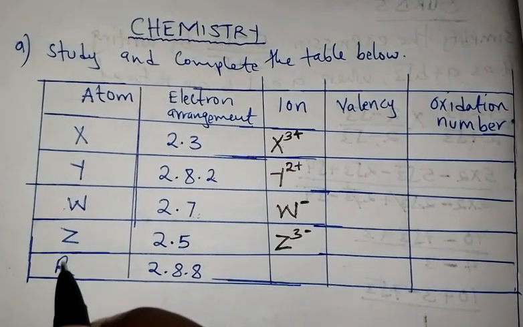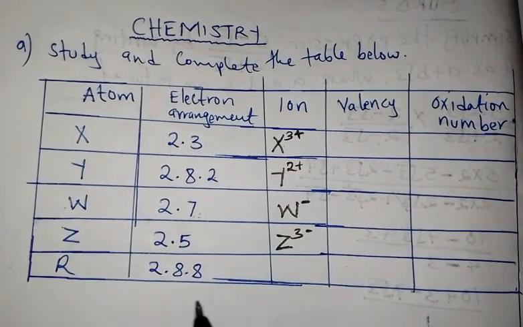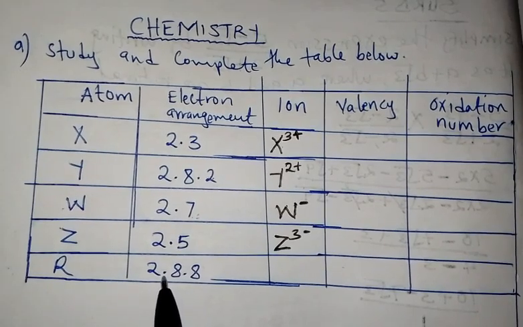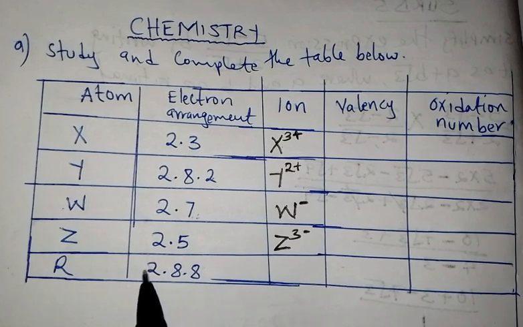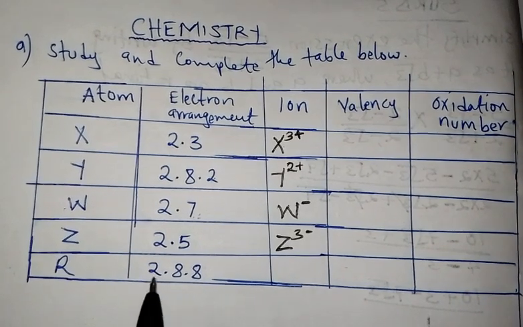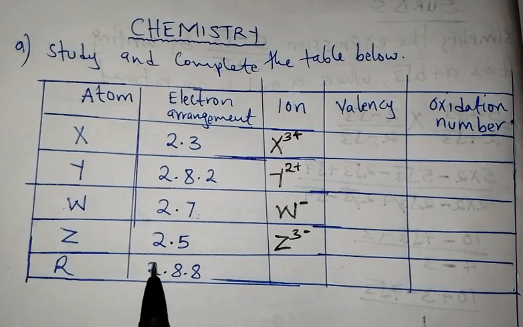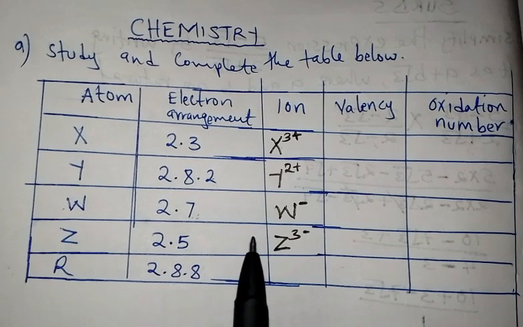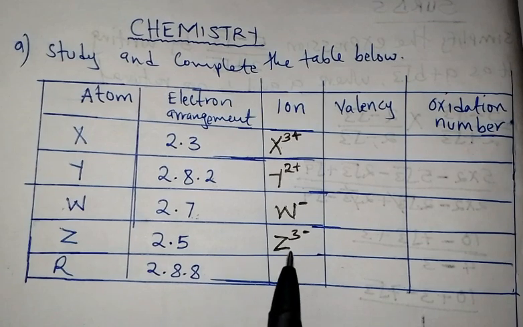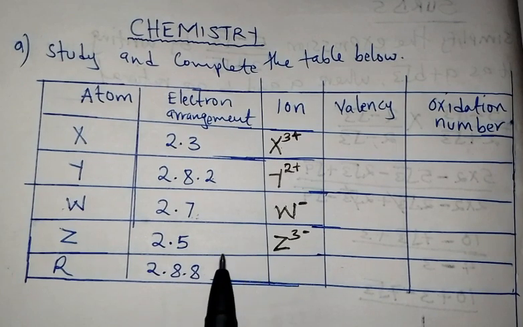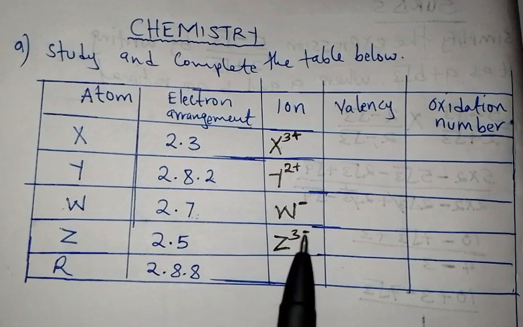Let us look at the atom Y. The electron arrangement for the atom Y is 2:8:8. If you look at the first energy level, what we know is that the first energy level can only accommodate a maximum of 2 electrons, meaning it is already fully filled. The second energy level can accommodate a maximum of 8 electrons. The third energy level also can only accommodate a maximum of 8 electrons.